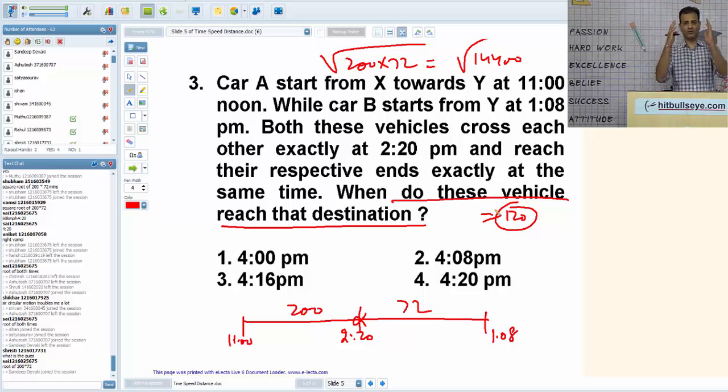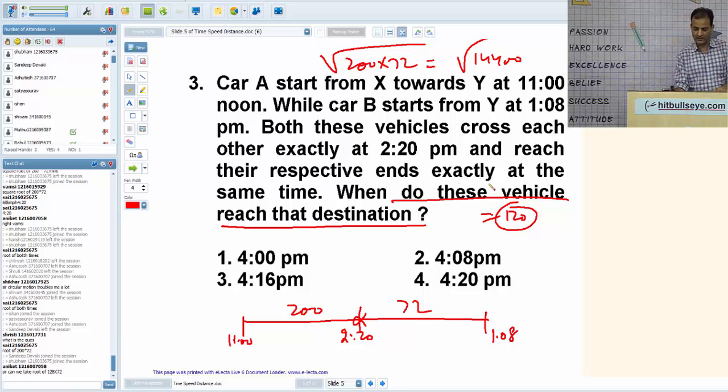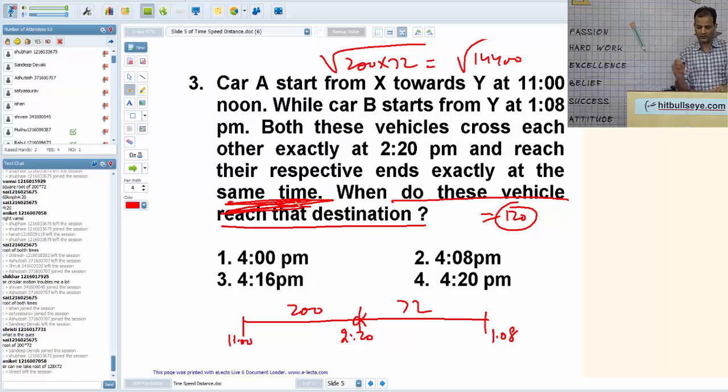So when two bodies are moving from opposite directions, meet at a certain point, and after meeting they take the same time, then you will have to find the geometric mean of both the times. Clear? Square root of 200 into 72, like 4-5 students have already mentioned. And this concept can be useful, friends, in various questions. When two bodies are moving from opposite directions, meet at a certain point, after meeting they take the same time, this is the important thing. Exactly the same time is the important thing. Then take the square root of the product of both the timings.